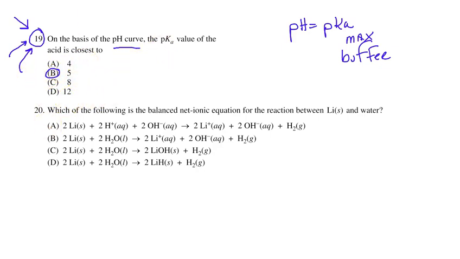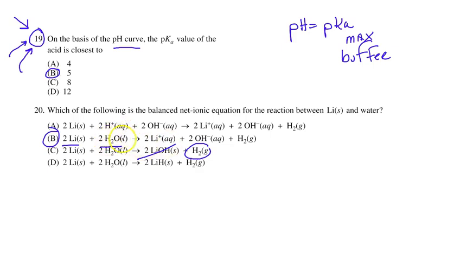Now number 20. Which of the following is the balanced net ionic equation for the reaction between lithium and water? Well, we should realize we're making the hydrogen gas. We're making a base, lithium hydroxide, but we're not going to write lithium hydroxide like this because it's a strong base, so that doesn't make any sense. It's going to be broken up. So the best choice here is choice B, where I have the solid reacting with the water.